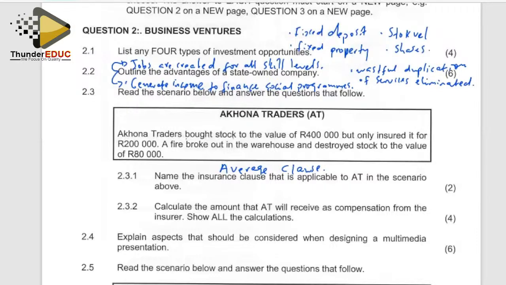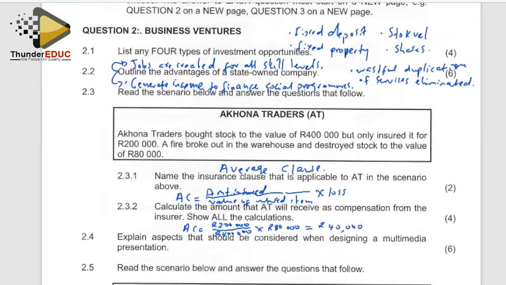Show all the calculations. So now whenever you calculate average clause, you're going to say average clause is equivalent to amount insured divided by value of insured item, then you multiply by loss. So it means that now we are going to have AC being equivalent to 200,000 divided by 400,000. Now we multiply by 80,000. So our appropriate answer is going to be 40,000. So that is going to be our appropriate answer. And we'll have scored ourselves 4 marks.